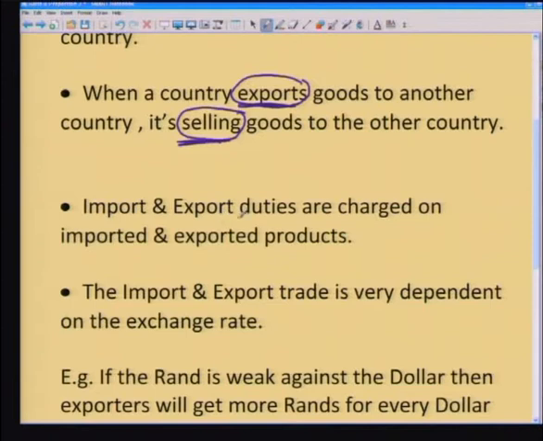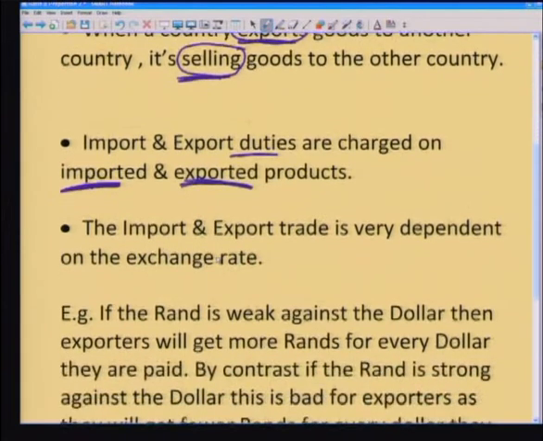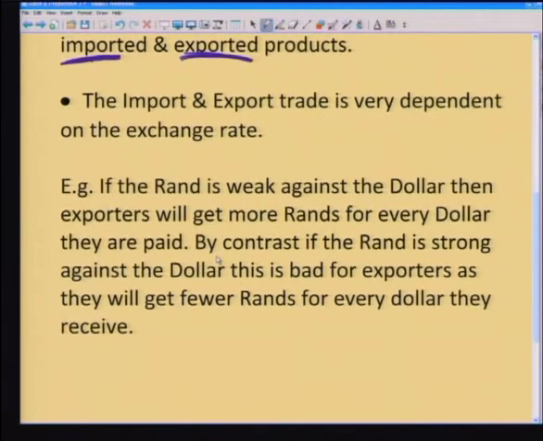Import and export duties are really just fees that are charged on imported goods, so that's goods coming into the country, and exported goods, goods going out of the country. So import and export duties are charged on either imported or exported goods or products. And as I said before, the import and export trade is very reliant on the exchange rate. Now this becomes especially important for exporters and importers.